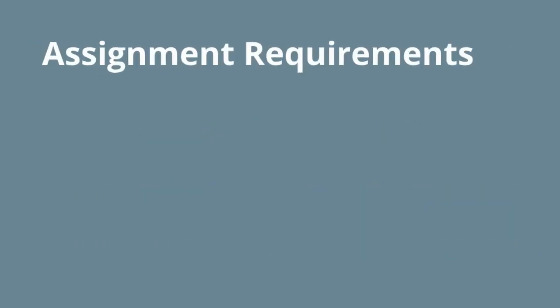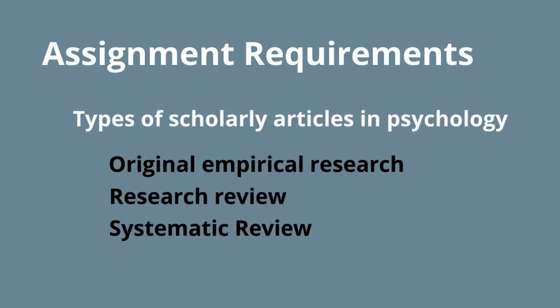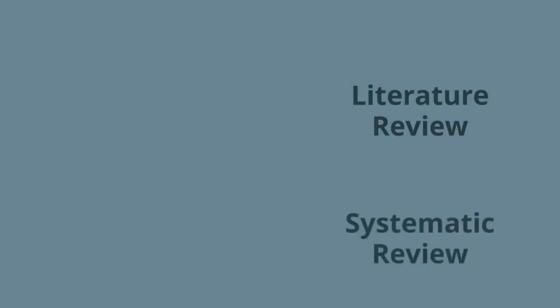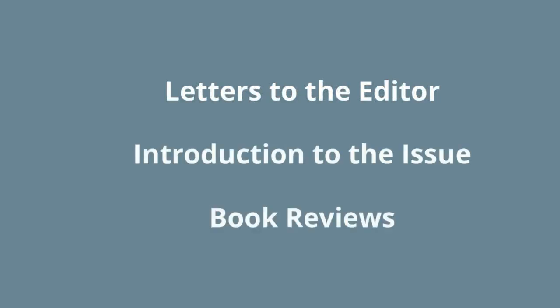In many psychology assignments, professors or instructors make finding articles a requirement, but this can be confusing as there are many types of articles in academic journals. Learn the difference between an article based on original research, generally considered empirical, an article based on a review of other research, such as a research or literature review, or a systematic review, which is an exhaustive review of articles using a specific research methodology, and other types of articles, including letters to the editor, an introduction by the editor, or book reviews.